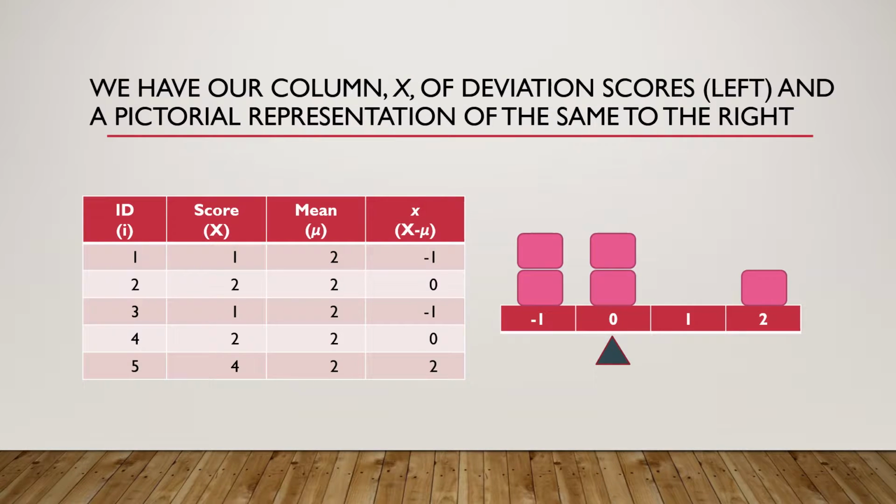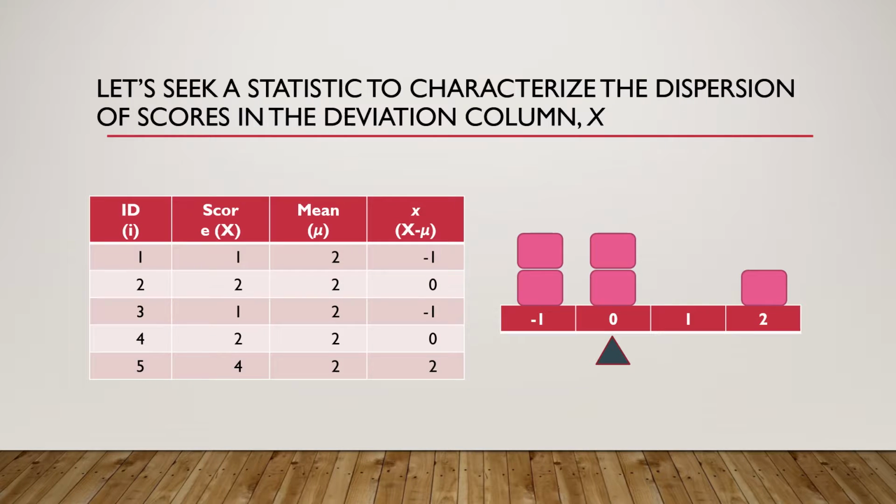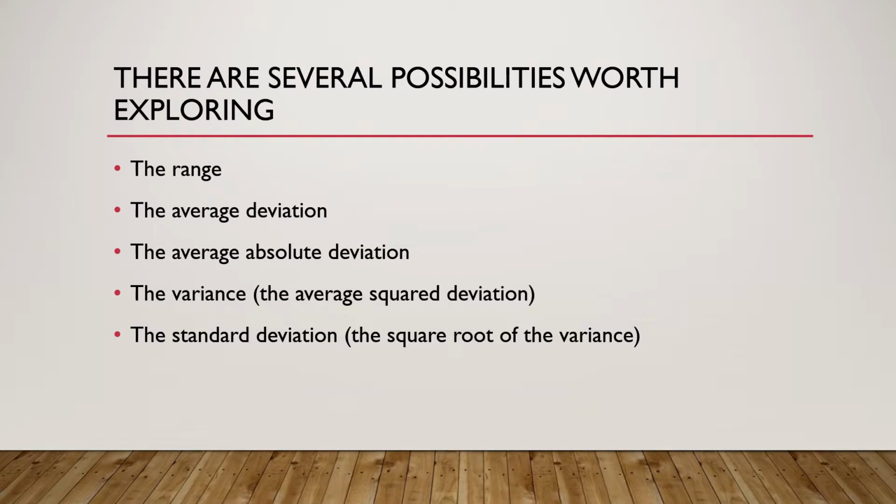So we have our column x of deviation scores, which is the rightmost column of the table below, and also a pictorial representation of the same to the right. And each of these are depictions of the dispersion of the scores. Now let's seek a statistic to characterize this dispersion. We have several possibilities worth exploring. These include the range, the average deviation, the average absolute deviation, the variance, and the standard deviation, and all of these are used at one time or another, well, maybe with one exception we'll see in a moment.